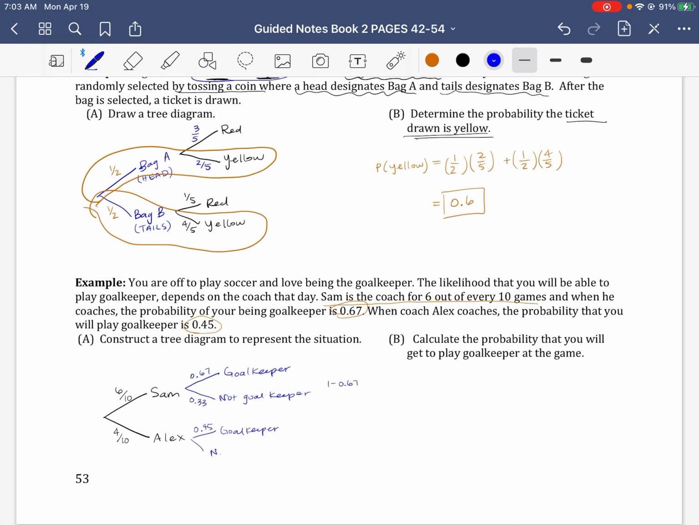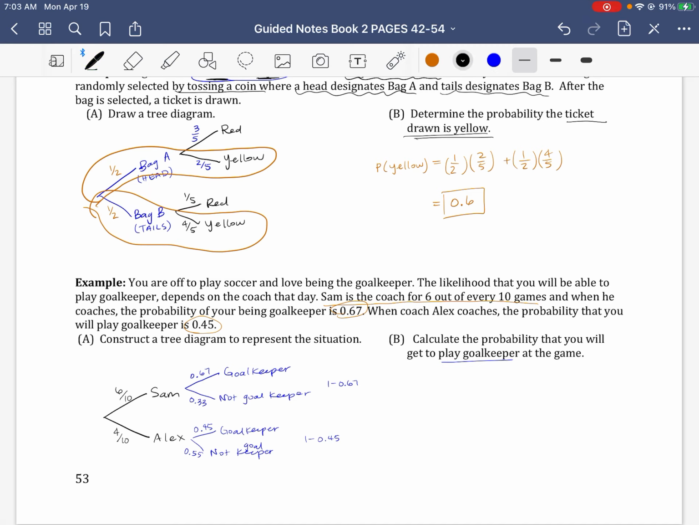Which means not goalkeeper when Alex is there. Oops, I put the word goal. Is 1 minus the 0.45. Or in other words, if that's 45% of the time, then you don't play goalkeeper the other 55% of the time. Calculate the probability you get to play goalkeeper.